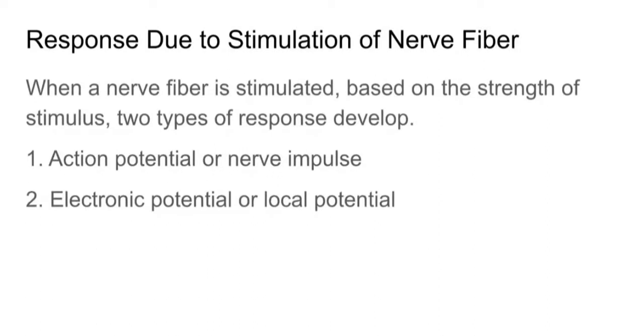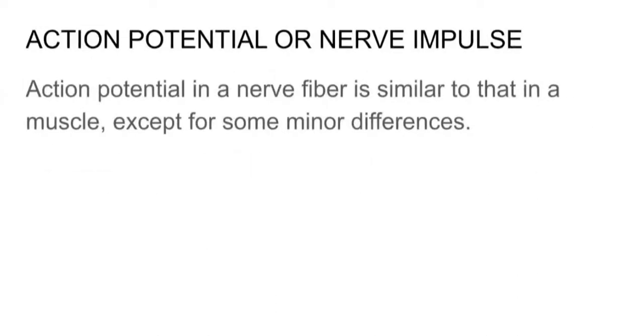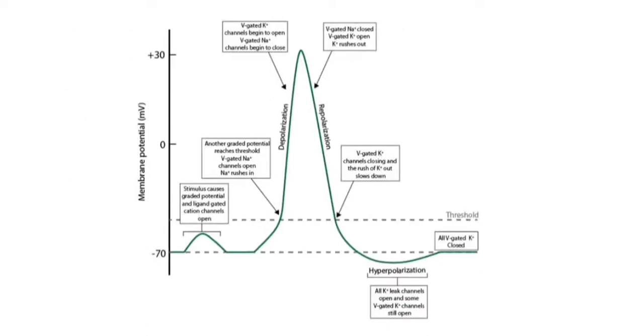Response due to stimulation of nerve fiber. When a nerve fiber is stimulated, based on the strength of the stimulus, two types of response develop: action potential or nerve impulse, and electrotonic potential or local potential. Action potential or nerve impulse. Action potential in a nerve fiber is similar to that in a muscle except for some minor differences. As you can see, this is a diagram of an action potential.